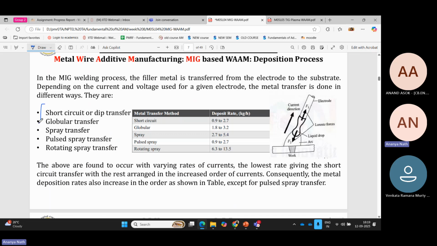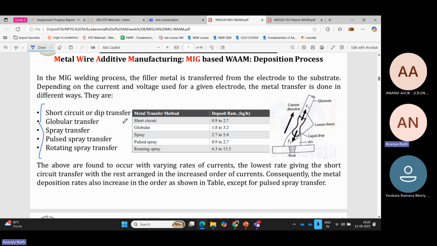So as I am talking about the MIG process or TIG process, the short circuit, dip transfer, globular transfer, spray transfer, pulsed spray transfer, rotating spray transfer, these are the techniques for how you can transfer the droplet to the metal substrate, because I already said arc establishment is very difficult. And along with the arc establishment, your material is coming as a droplet, because the wire is getting melted, and it comes on the substrate as a droplet, and continuously the process is going on.